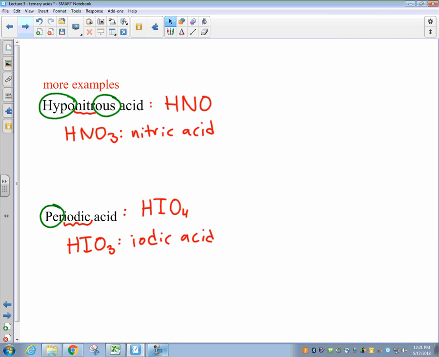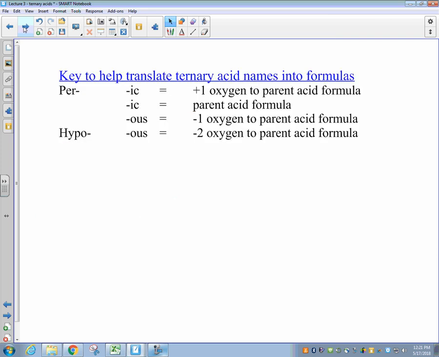So just in summary, have a look at the overall key to naming ternary acids. This is the same information which is contained on your common ion sheet. If you have the prefix per and suffix -ic, that implies you have one more oxygen than the parent. If the suffix is -ic without the prefix per, that is the parent acid of the family. If you have the suffix -ous, that implies one fewer oxygen than the parent. And if you have the prefix hypo and the suffix -ous, that implies two fewer oxygens than the parent.